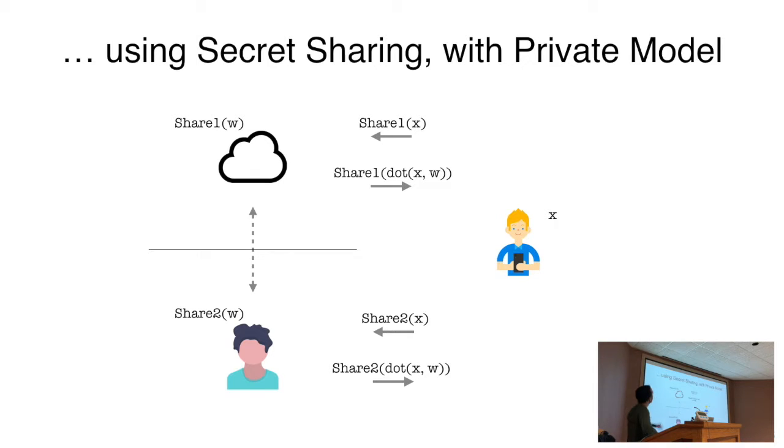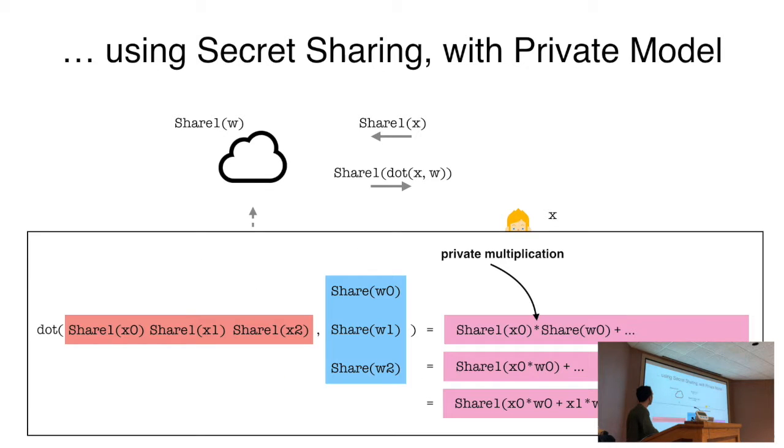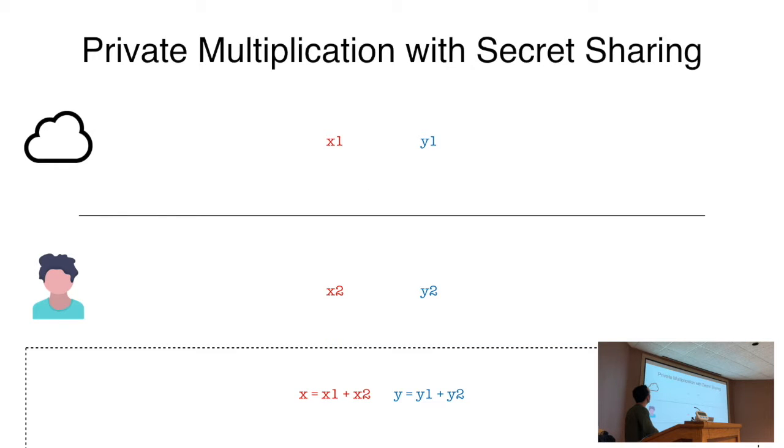Okay, so using secret sharing with a private model, instead of having these public values W on the servers, we can have those secret shared beforehand, such that we can do this without revealing the weights themselves. So now what we need is a private multiplication. And I'm actually not going to go through this. It's way more intense.